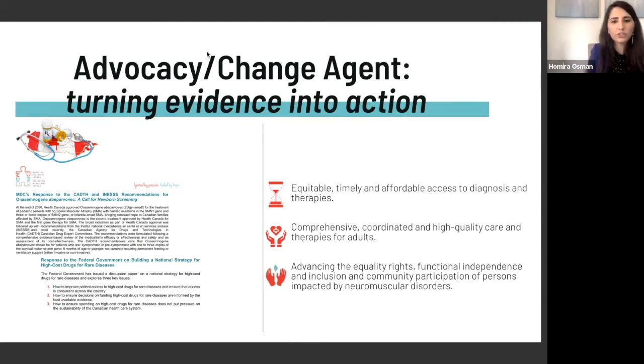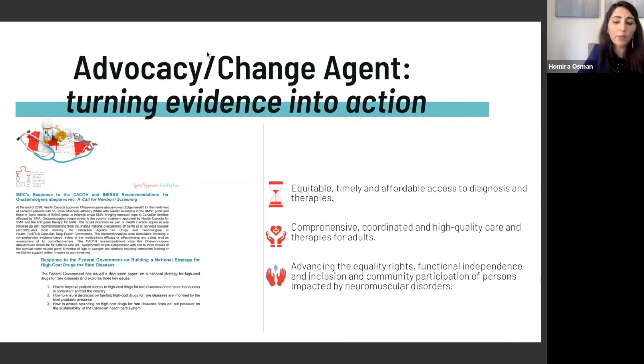And so with knowledge translation activities, but we want to do the same with also influencing positive change. So we take research findings, evidence, and your lived experience, like you outlined in that survey, to help advocate for equitable, timely, and affordable access to diagnosis and therapies. So should a treatment for CMT be available tomorrow, we're really working on a strategy, like a rare disease strategy for drugs for rare diseases, so that it can be accessible in a fair and timely manner.